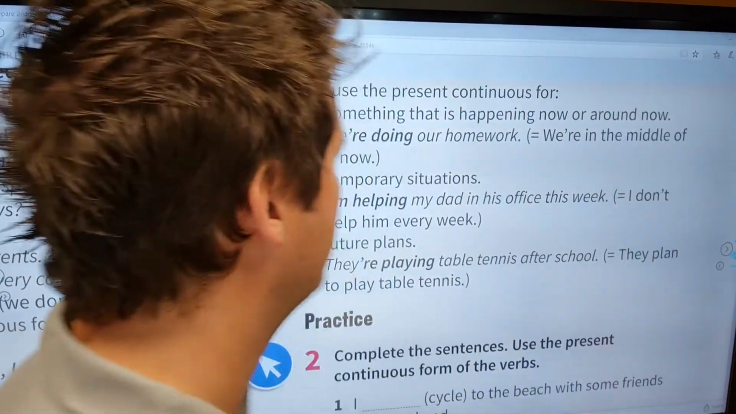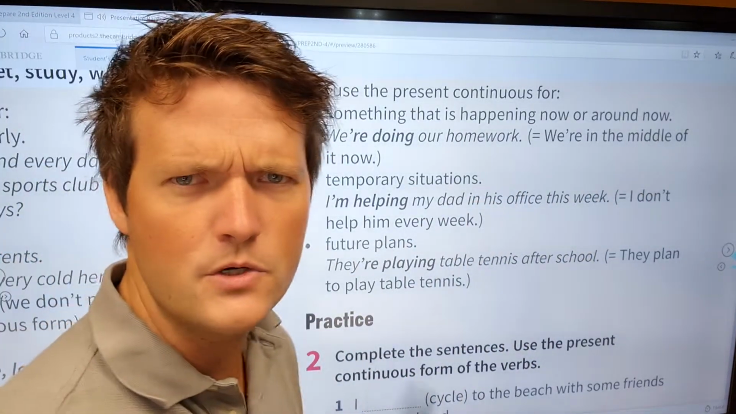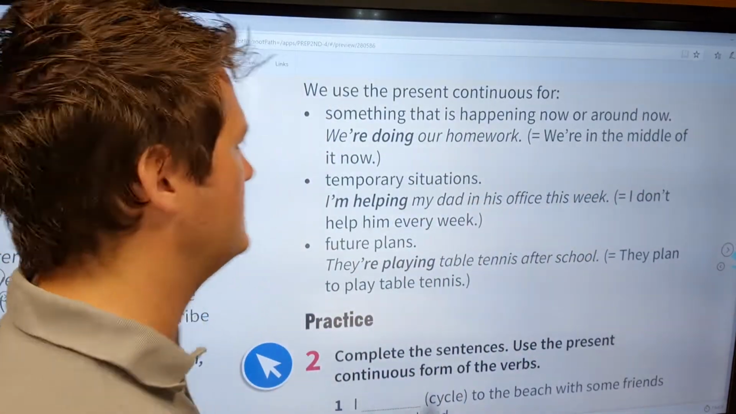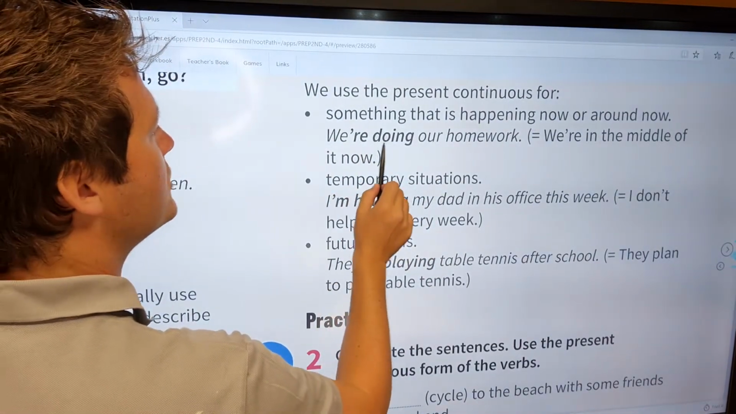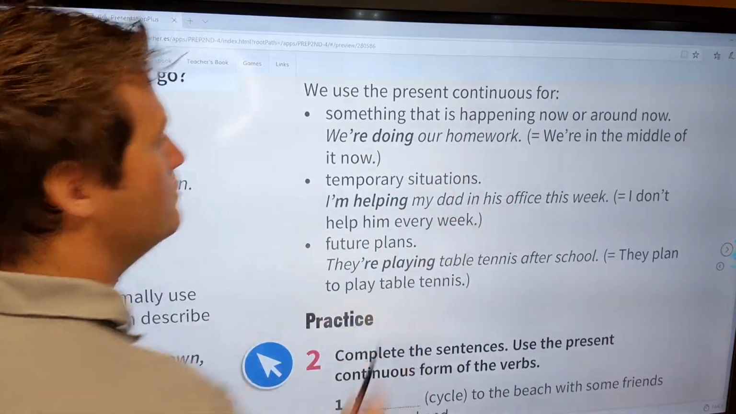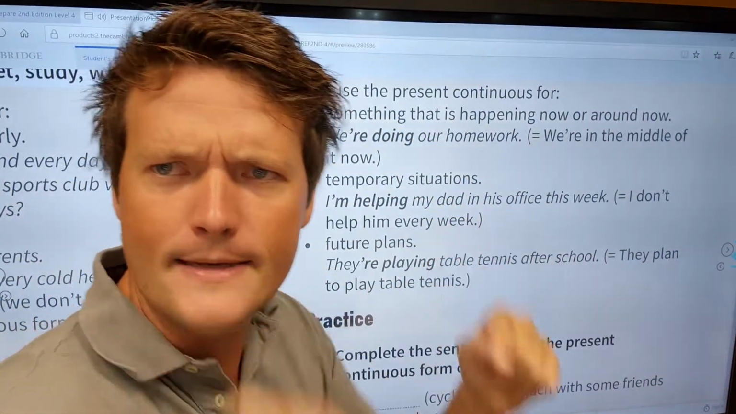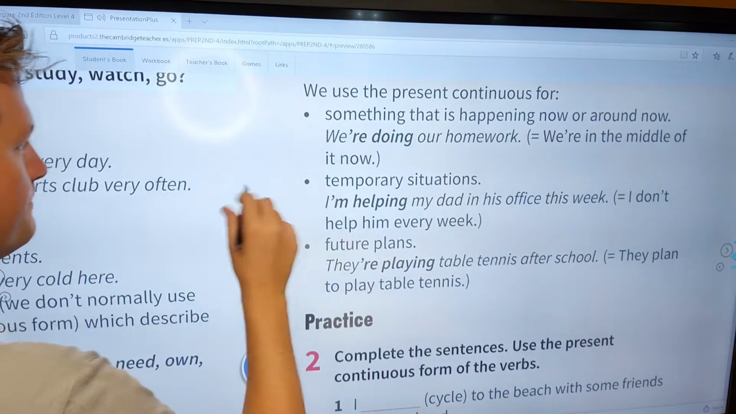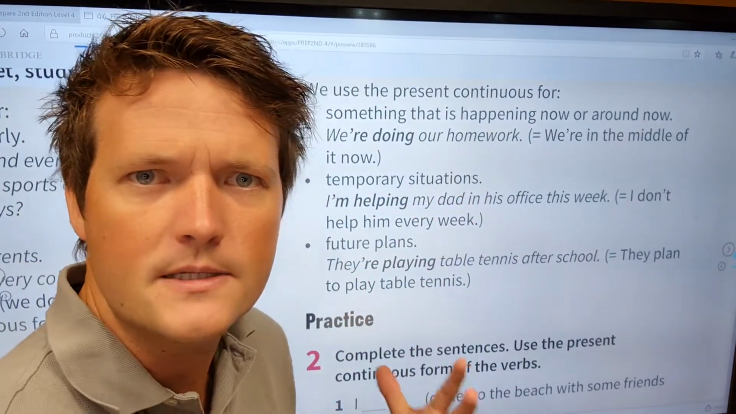as I said, a couple of uses that perhaps you haven't seen until B1 level. So let's have a look. It says something that is happening now or around now. So you should know that. It's used to say what is happening in this moment. So we are doing our homework. That is what we are doing right now. Okay? Good.